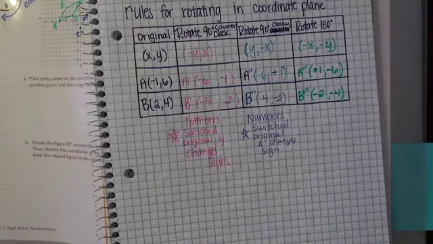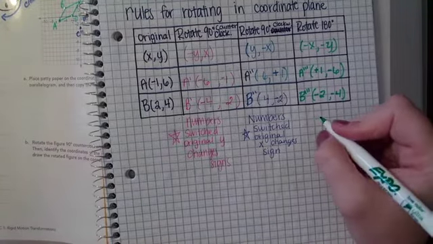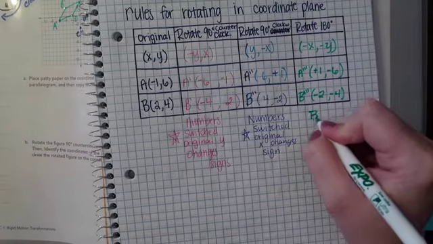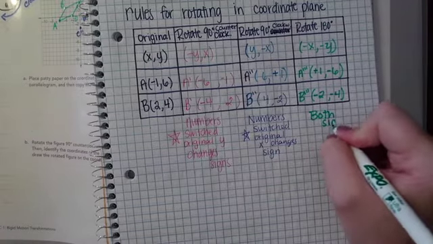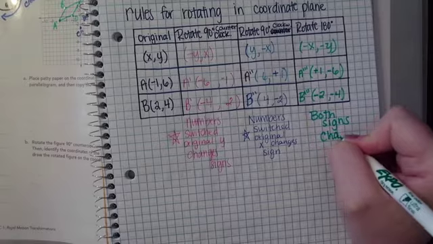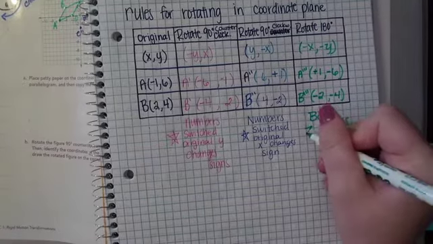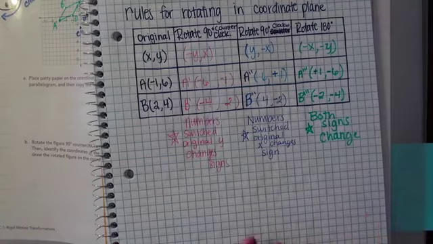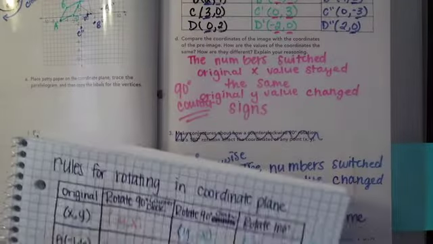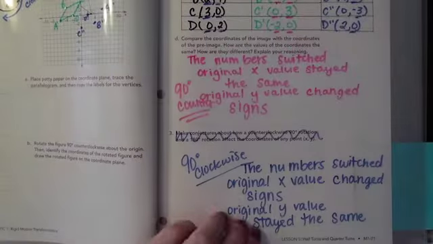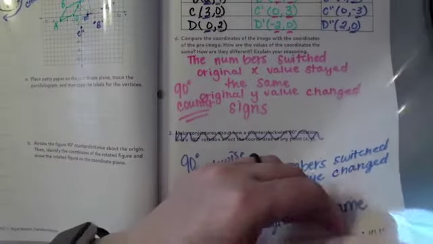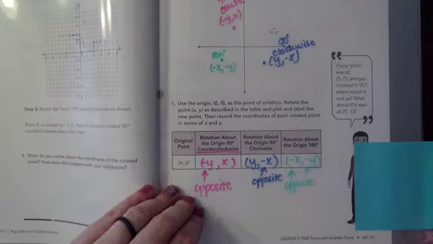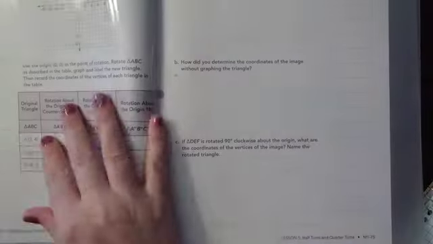Okay, rotate 180 degrees, both signs change. So again, you can memorize these rules, or you can just use patty paper every single time. It is completely up to you. Okay? I'm going to do one more example and then we will be done.